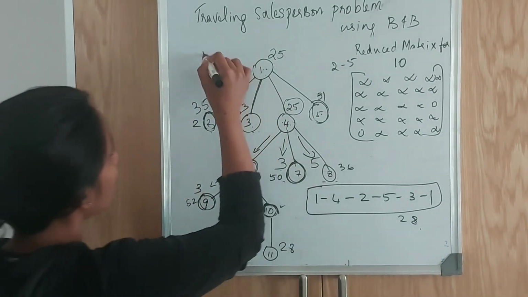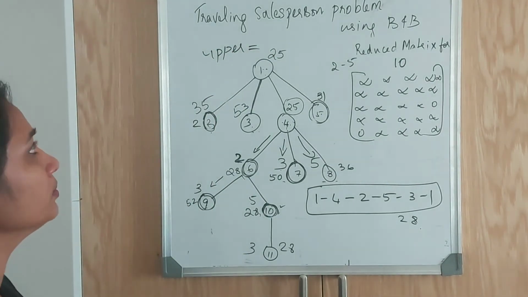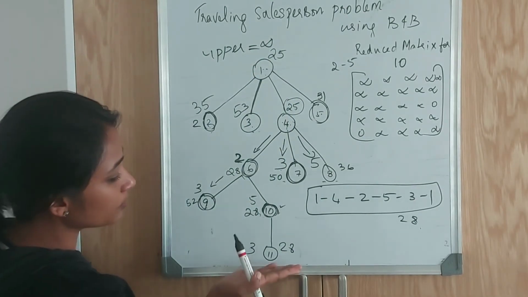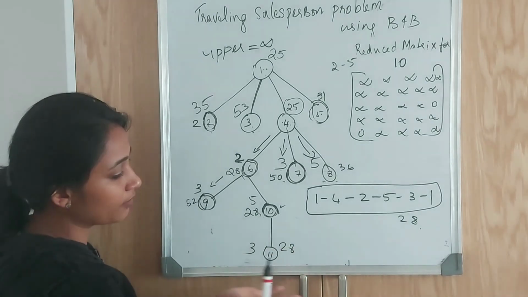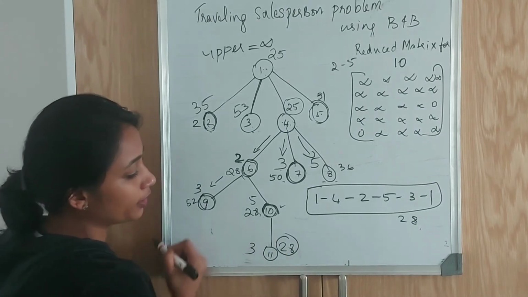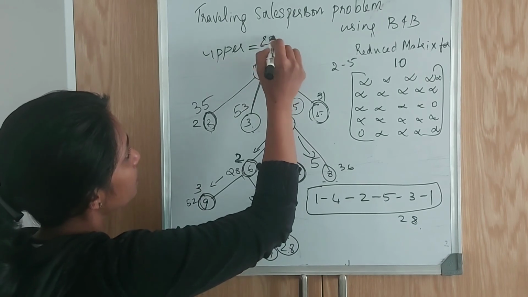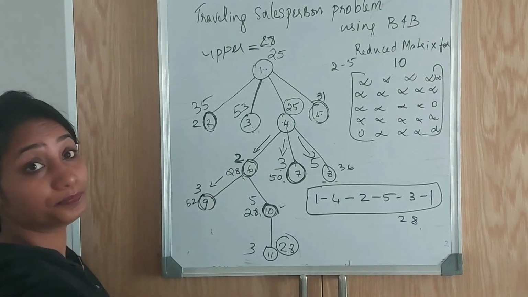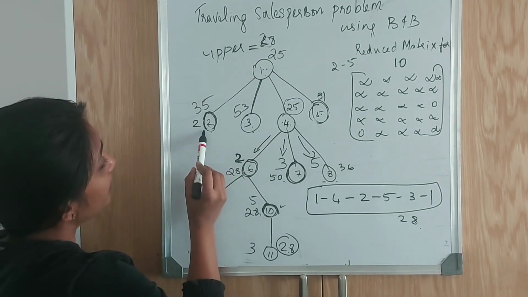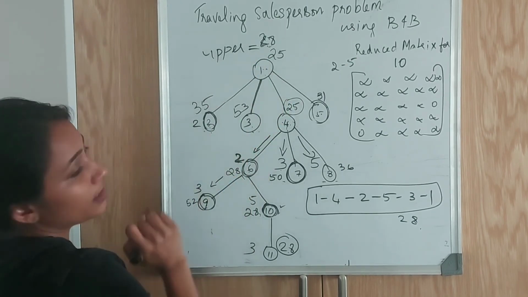Now there's something called the upper bound. Initially, when you start working on this problem, you set the upper bound as infinity. Once you reach the leaf node, you don't have any more levels to expand or explore. So you got 28, and this 28 will be updated as the upper bound. Then you check every node's weight: is there any node lesser than 28?